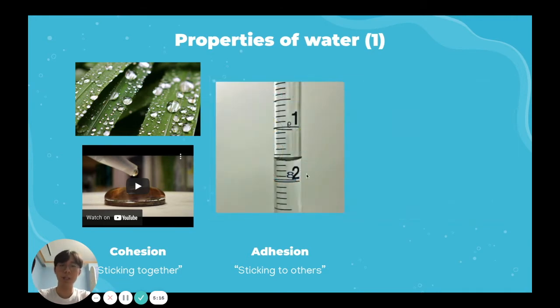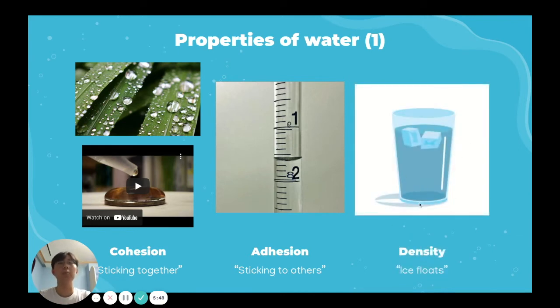And so here is an example. When we have a really narrow tube, we can see that there's this curve here in the water, and that's because the water in the tube is sticking to the walls of the tube. And the forces that are making the water stick to the walls of the tube are stronger than the forces that are making the water molecules stick to each other. And so that's why we have this curve.